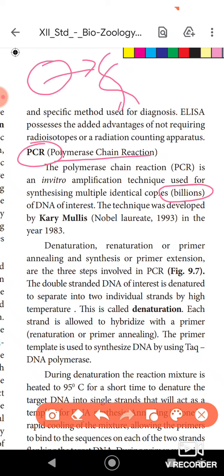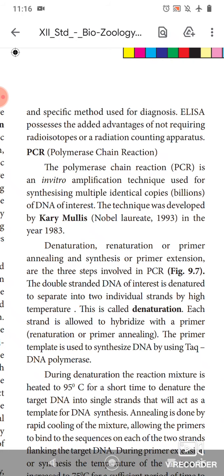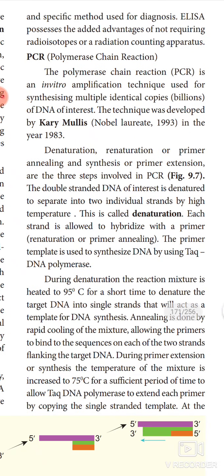Okay, so polymerase chain reaction is the abbreviation of the PCR. This technique was first developed by Kary Mullis, who is also a Nobel laureate in 1993. Okay, let's go to the procedure. There are 3 important steps. 3 ஸ்டெப் வந்து இருக்குது இந்த PCR டெக்னிக்கில், சரியா.